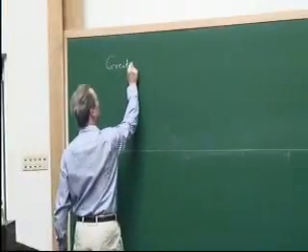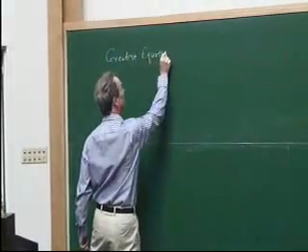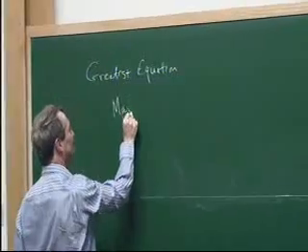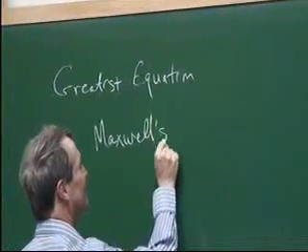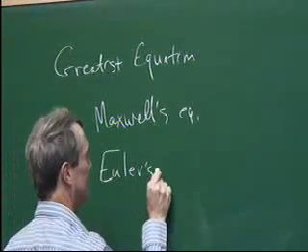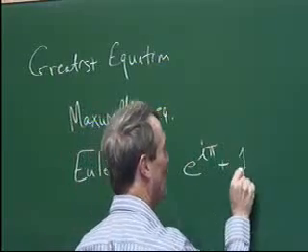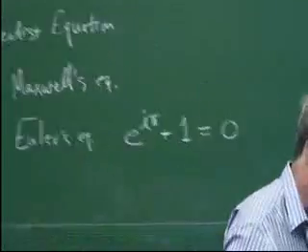And there was a tie for first between Maxwell's equations and Euler's equation. Euler's equation is this thing, e to the i pi plus 1 equals 0.